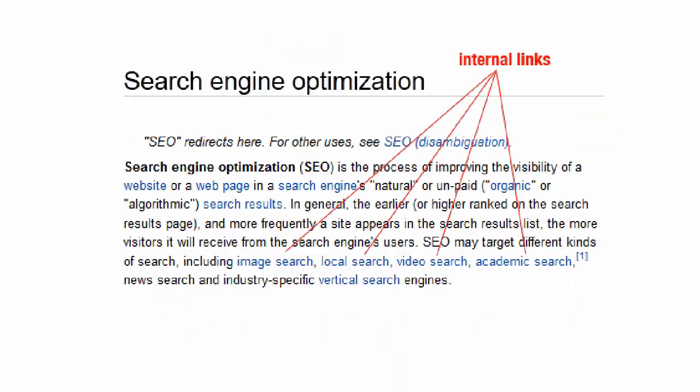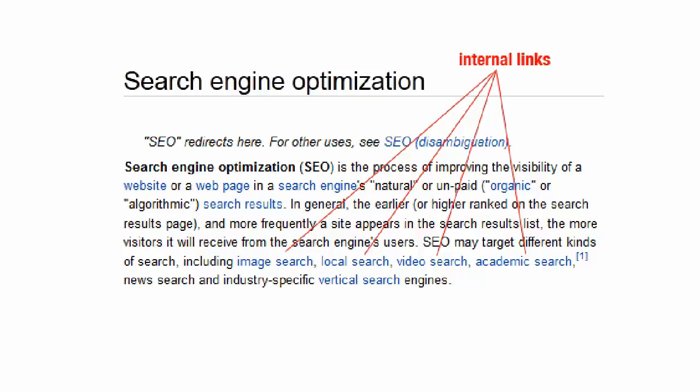My suggestion is, as much as possible, link to relevant content in your internal linking. For example, if you have a page on your blog about search engine optimization and another article on image search or local search, then it might be a great internal link. For internal linking, always use anchor text.